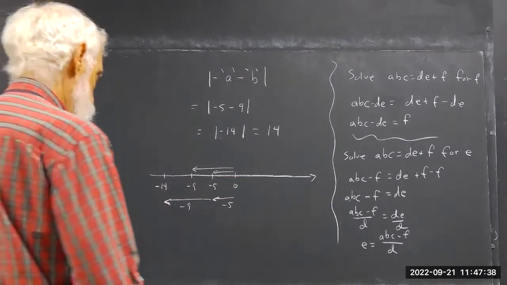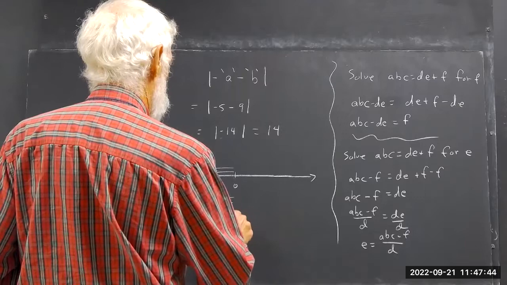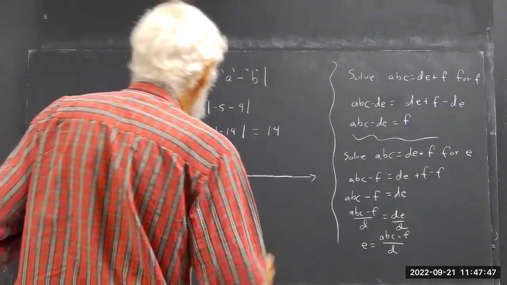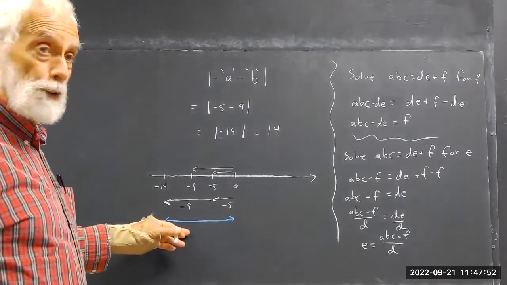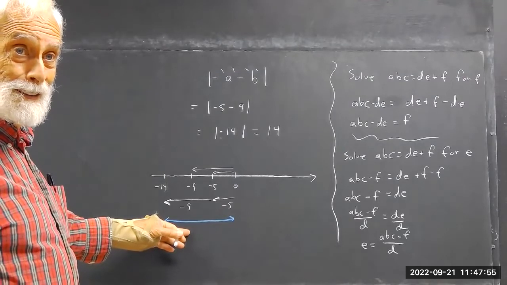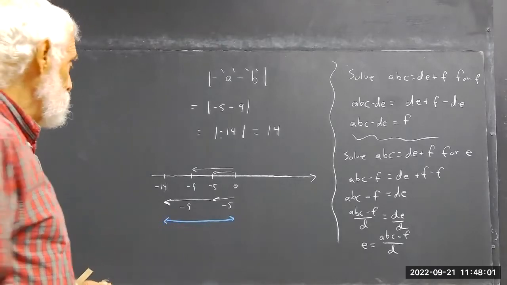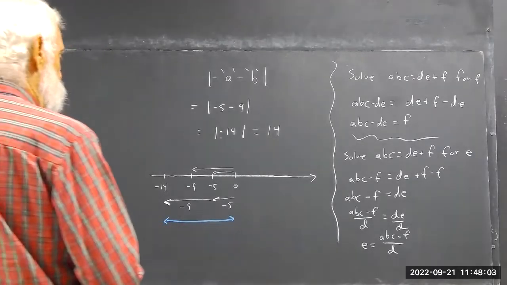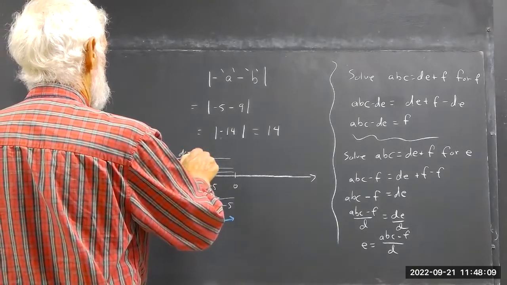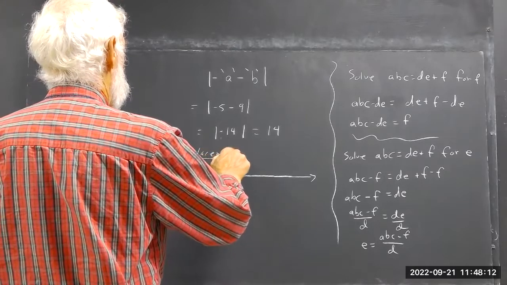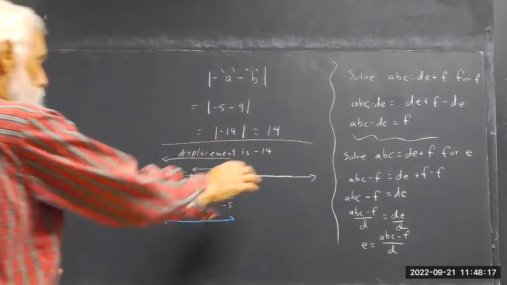And we can indicate that by an arrow like this, a double arrow, both sides. Well, you don't know whether that's positive or negative. So we just say it's positive. It's a distance. So what I call the displacement is negative 14.